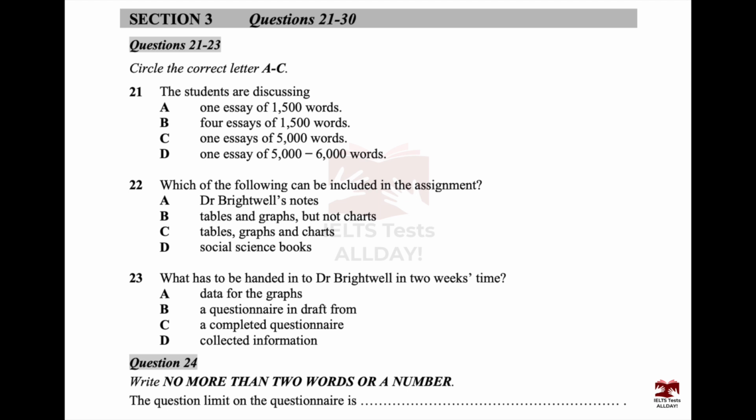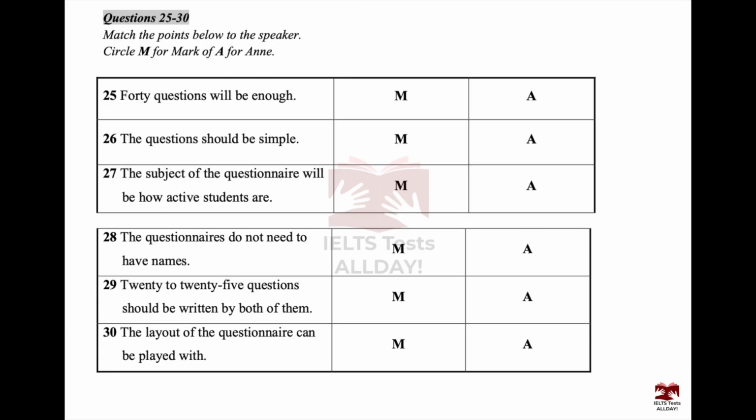Before the conversation continues, look at questions 25 to 30. For questions 25 to 30, match the points mentioned in the table to the speaker. Circle M for Mark or A for Anne.